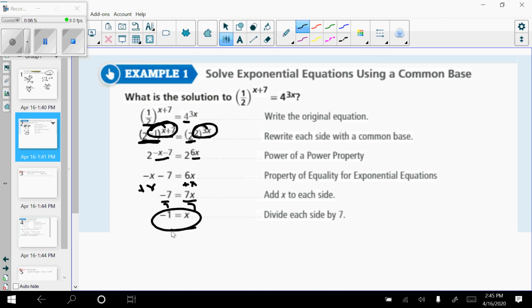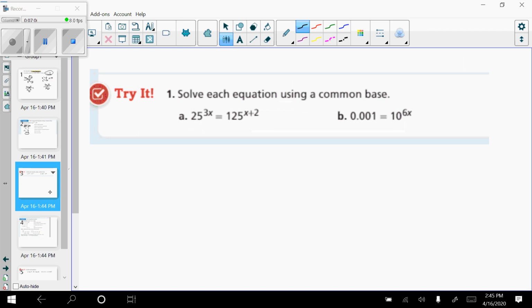All right, so here's what I want you to do. I want you to try this right here. You're going to practice that and pause the video in just a second. And then I'm going to, so you can pause for right now. Try to work these two on your own, and then I'm going to do them and see if you got what I got. So here we go.